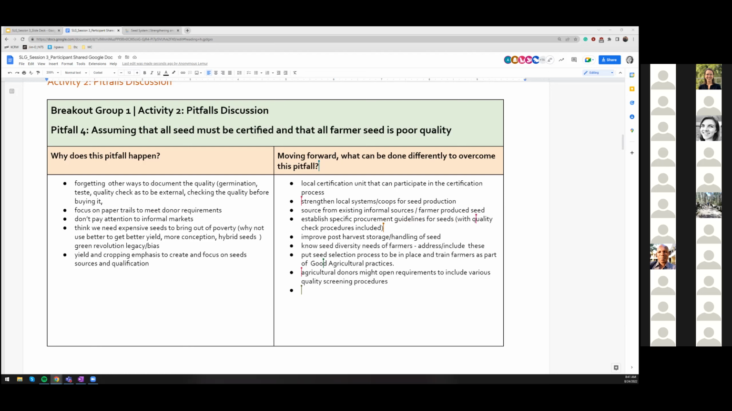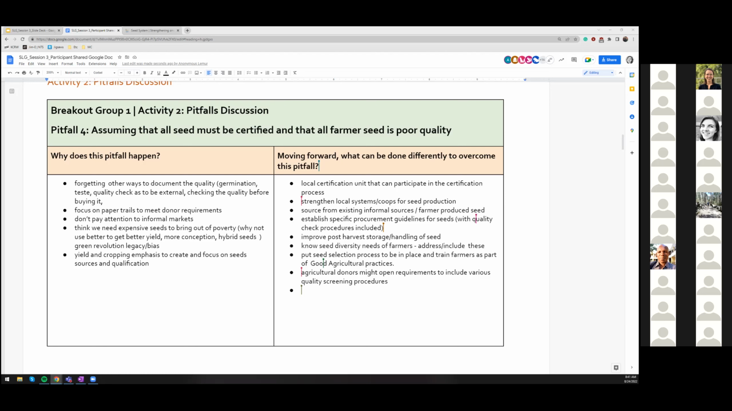So one of them is a local certification unit that can participate in the certification process, rather than relying on national level or higher level certification. Why can't you work on developing that capacity at local level so that they can do it with the local farmer and ensure the certification is done locally?